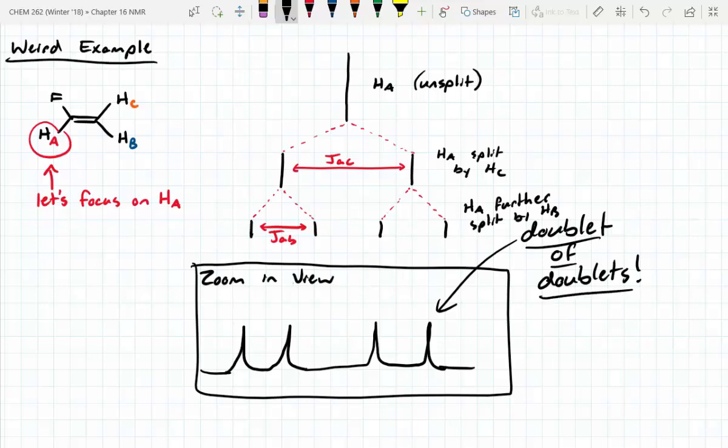So the first splitting was HC. That's the splitting that's the largest magnitude. And then that peak, once it's split already, you can theoretically split it again by HB. And so that one peak actually gets split into 4 even peaks that are offset from one another.